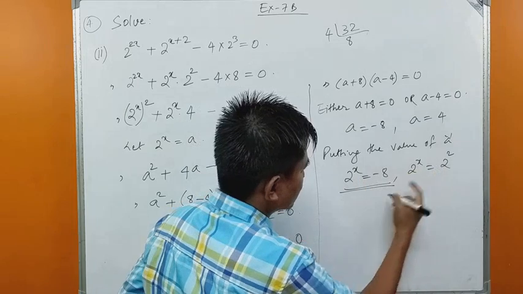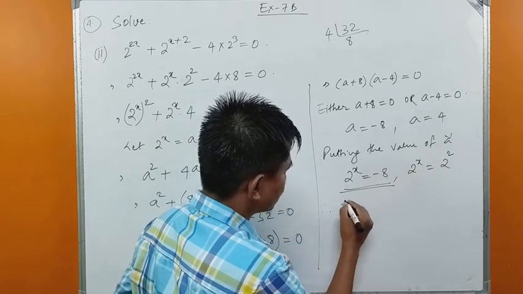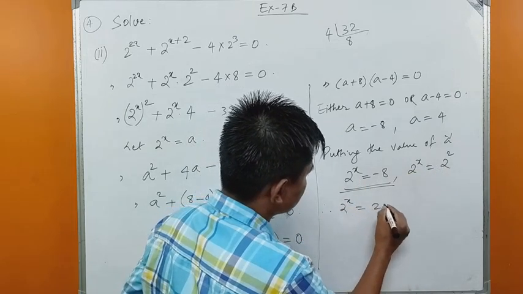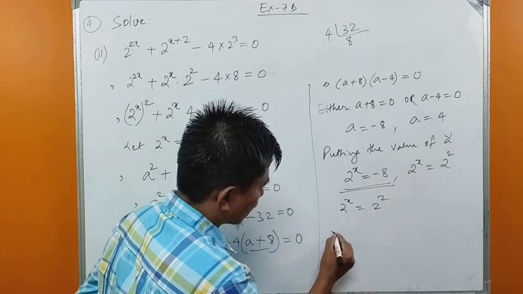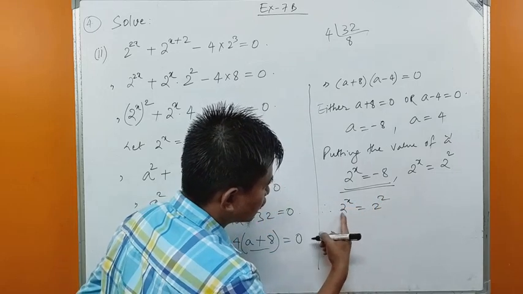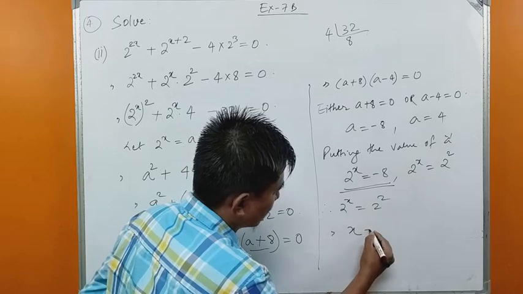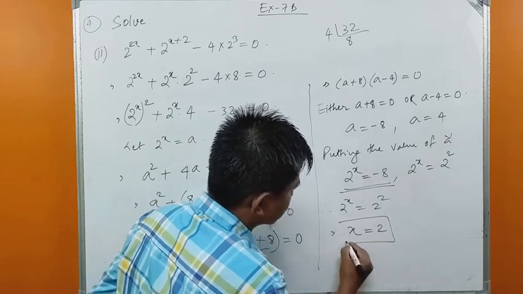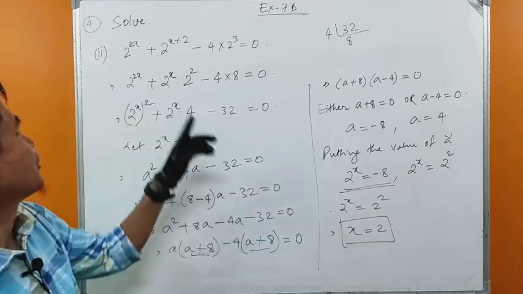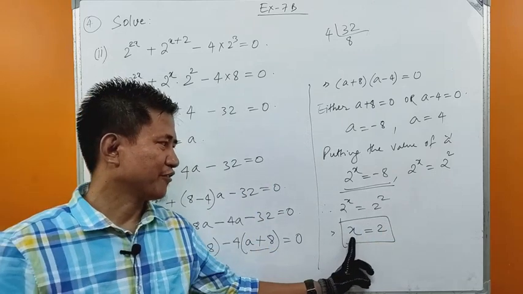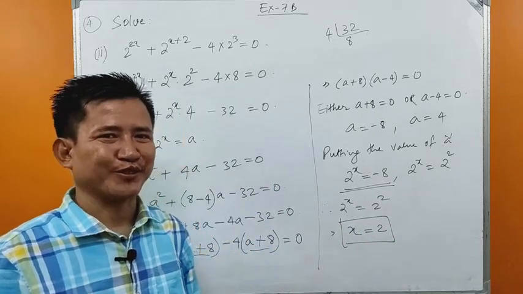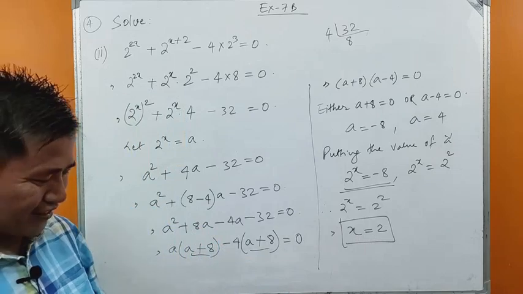So we assume, therefore, 2 to the power x equals to 2 squared. Since their bases are equal, 2 and 2, their powers will be equal. x equals to 2. So this is the answer for question number 2. We were asked to find the value of x and the value of x is 2. Okay, so I hope you got this. Now let us do question number 3.